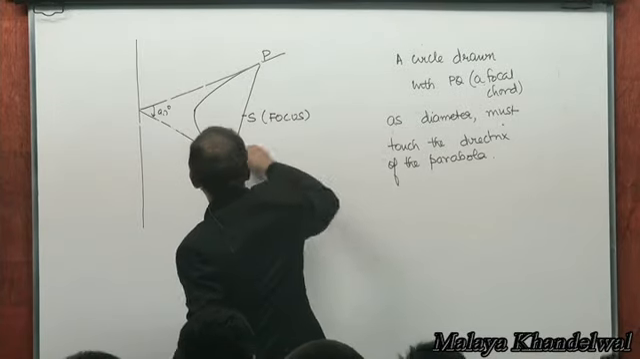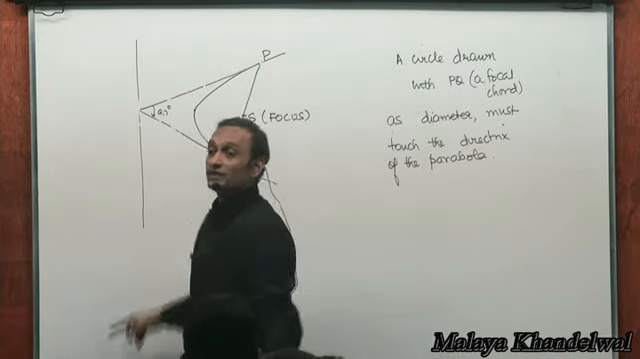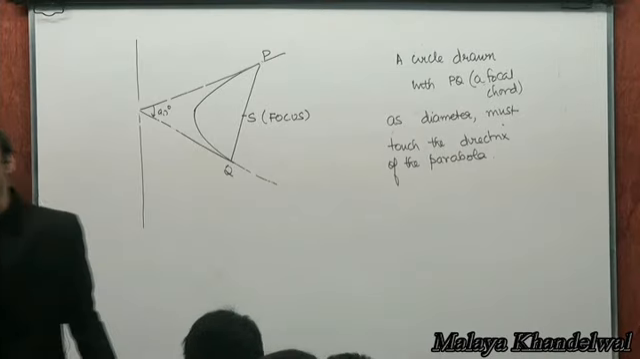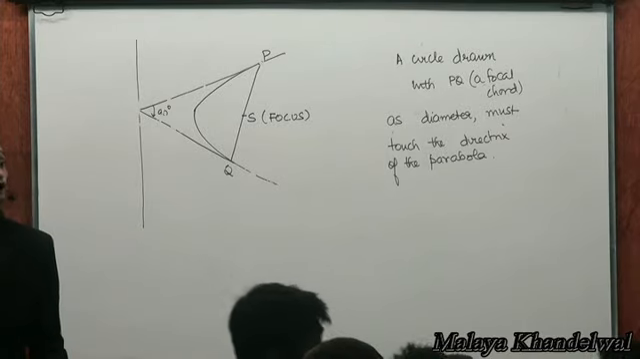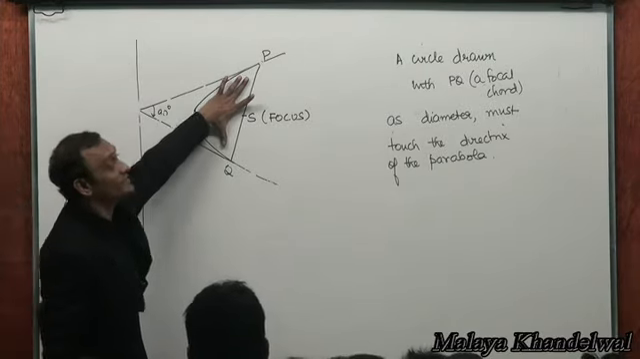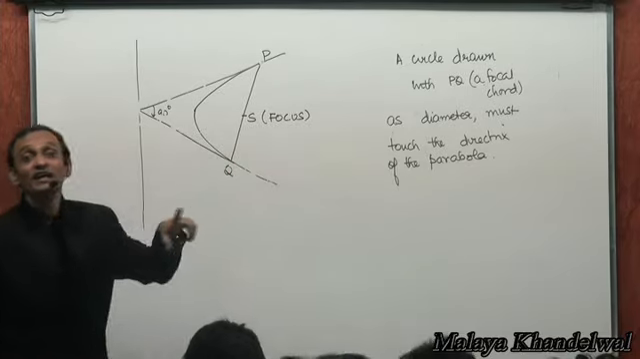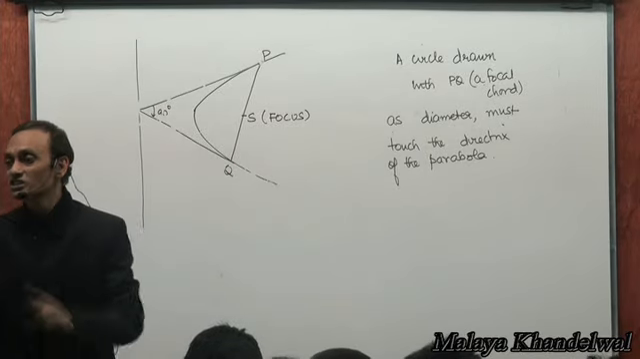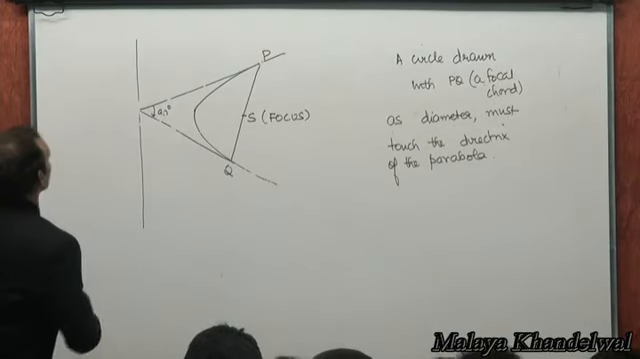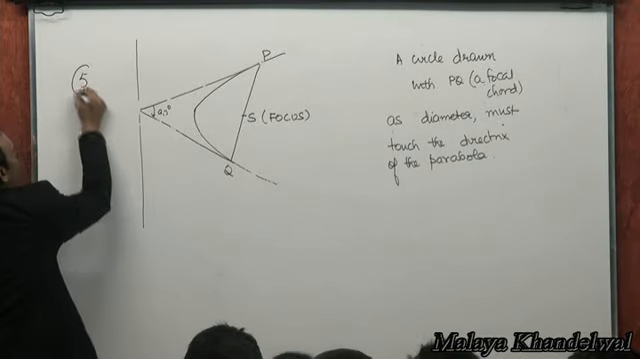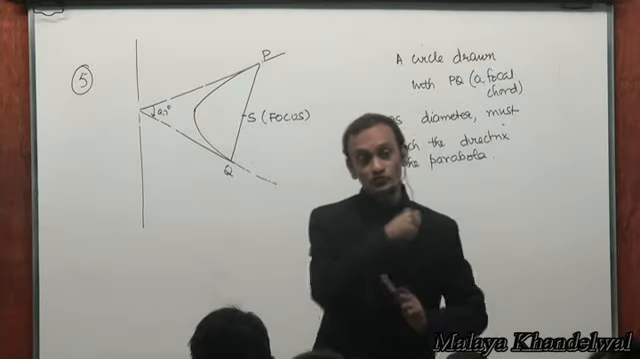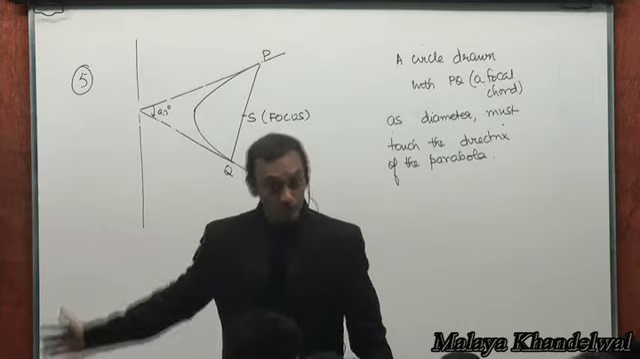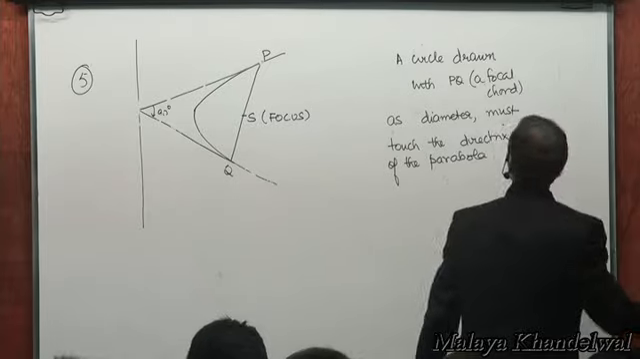A circle, if drawn like this, will touch the directrix of the parabola. A circle drawn with a focal chord PQ as the diameter must touch the directrix of the parabola. So that was property number 5. That's the next property. Useful property and so easy to see.